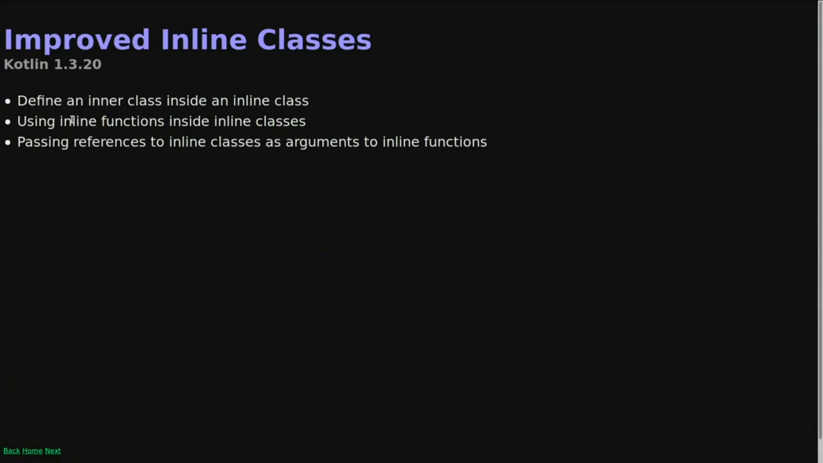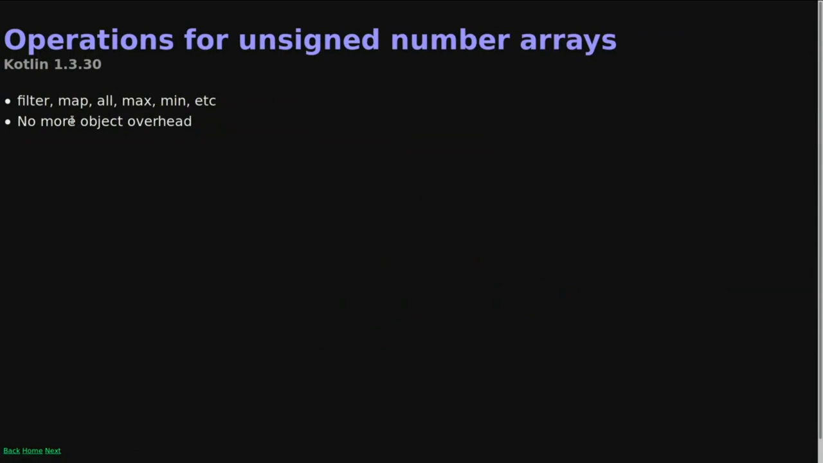Okay, so then the next, or I think it was the same update, 1.3.20, improved inline classes a bit. That was a newer feature that was added towards the end of last year, but it had some interesting restrictions on it at first, and they heard the feedback from the community and cleared up some of those restrictions. So you can now define an inner class inside of an inline class, use inline functions inside of inline classes, pass references to inline classes as arguments to inline functions. If you haven't used inline classes or functions before, that last one specifically probably sounds like nonsense to you. That's okay. These are very corner case things, but it's a little bit nicer to use inline classes. If you haven't used inline classes before, you should check them out. They're a useful tool.